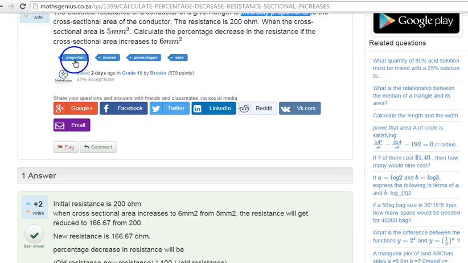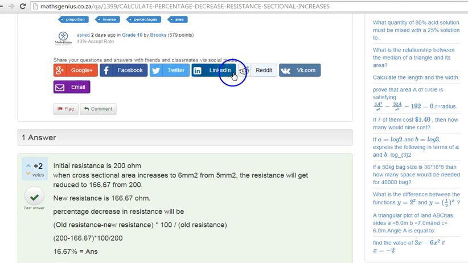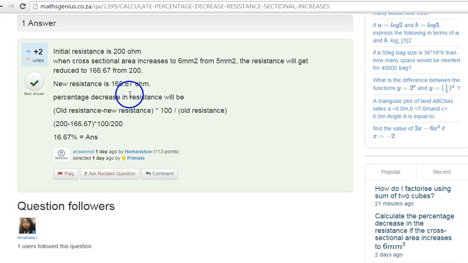So here, these are the tags. We're looking at proportion, inverse proportion, percentage change, and area. And this was asked by Brooks in grade 10. So you can share your answers, comments, and votes via social media. Now, let's look at the answer, which has so far received 2 votes. You can go in and vote if you think it's the best answer.